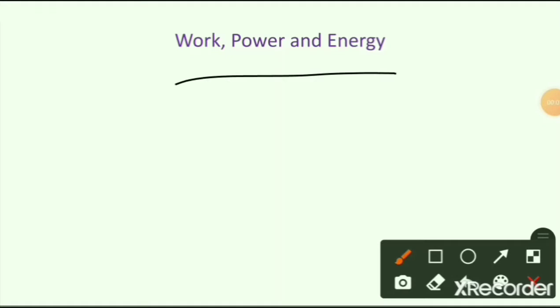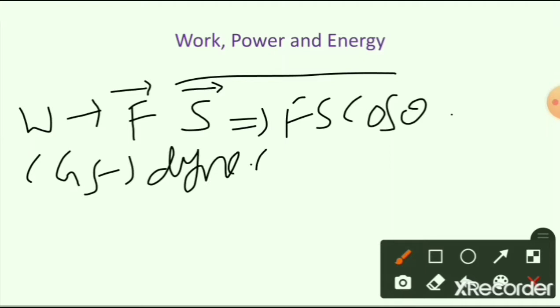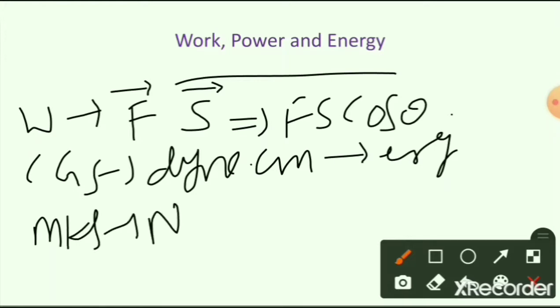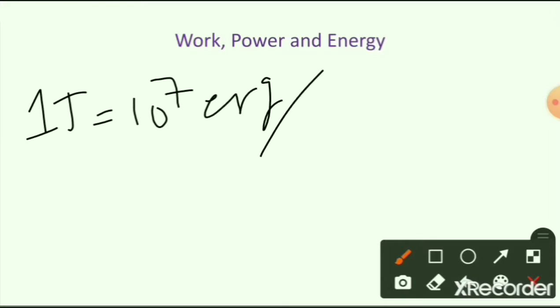Work, power, energy. What is work? Work means product of force and displacement. Force and displacement, displacement denoted by S. So W equal to F S cos theta. Units in CGS: dyne into centimeter, or erg. In MKS: Newton into meter, or joule, where 1 joule equal to 10 power 7 erg, or 1 erg equal to 10 power minus 7 joule.